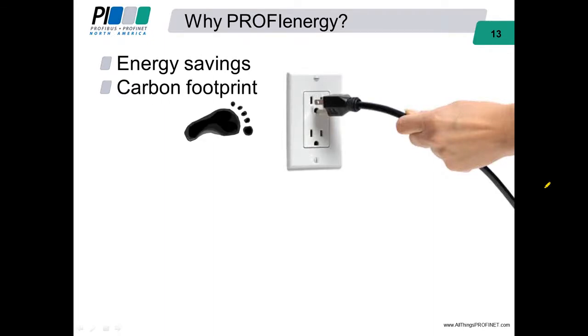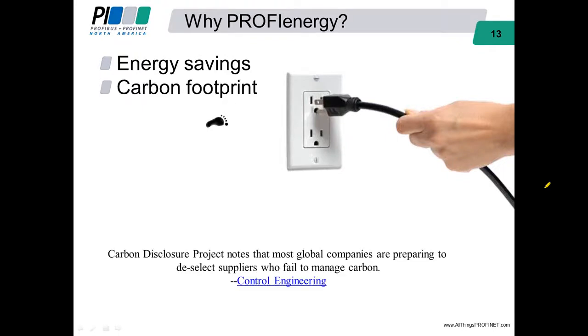We have carbon footprints, and what are we supposed to be doing with our carbon footprints? We're supposed to be reducing our carbon footprints. Control Engineering had an article that showed that the Carbon Disclosure Project described most global companies as preparing to deselect suppliers who fail to manage carbon. So no matter what your political beliefs may be, your customers may deselect you if you do not take some steps to manage carbon.